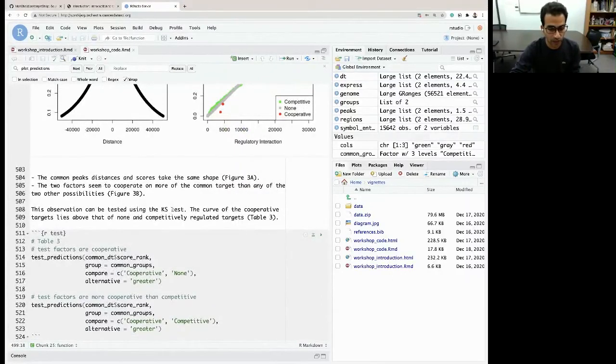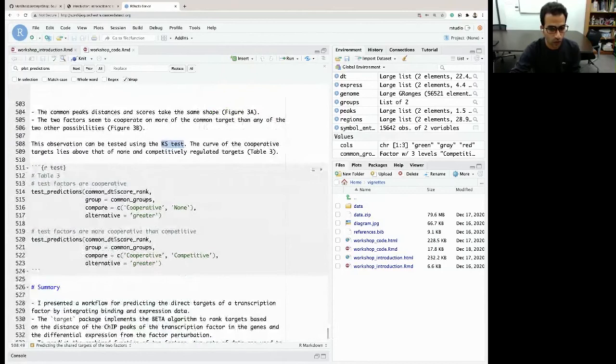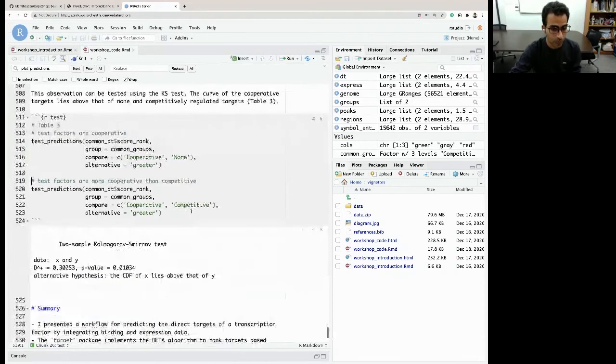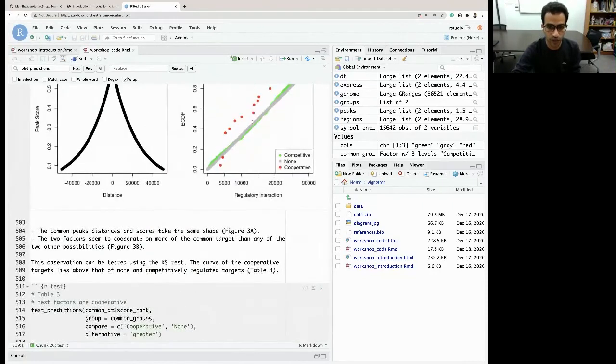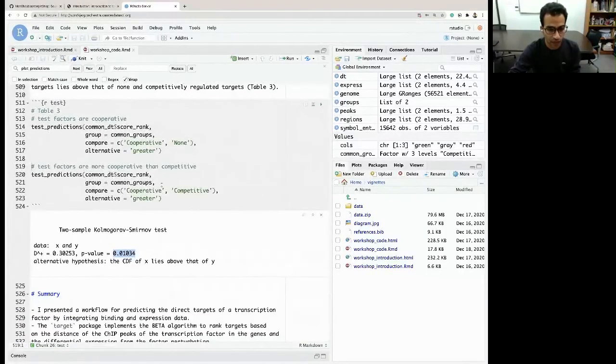So this observation can be tested using the KS test. What I'm doing here is saying test prediction on the scores and passing it the groups, and then comparing the cooperative targets to the non-regulated targets. If I execute that, I get a significant distance. The test is saying that there is a significant distance between this curve and this curve, more than what you would expect by chance. And then if we compare the cooperative to the competitive targets, we also get a significant effect.